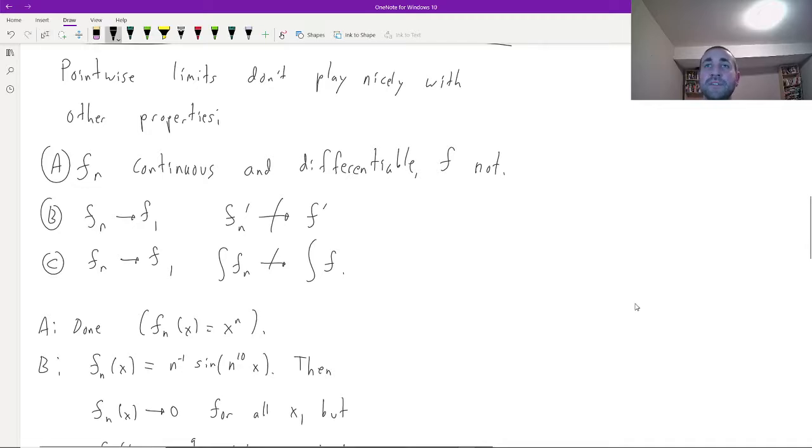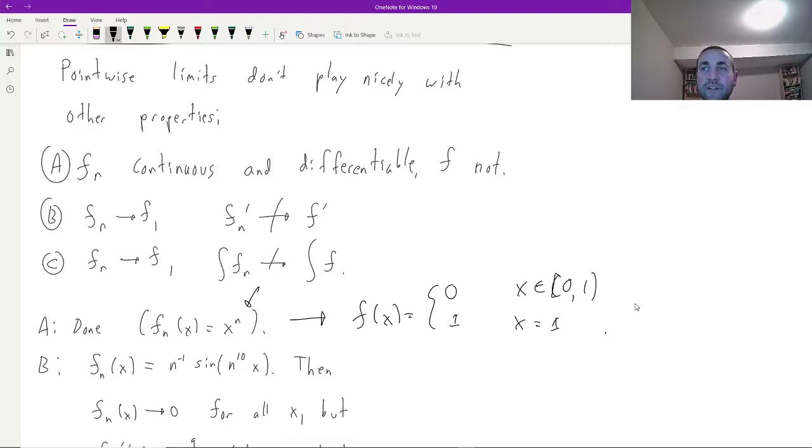So what are some examples? Well, we've already seen a sequence of functions f_n that were continuous and differentiable, which converge to a non-continuous limit. So in particular, if f_n(x) is equal to x^n, we saw that those converge to this function f(x), which was either 0 or 1. Right? And obviously, these are all continuous and differentiable, and this thing is not continuous at all.